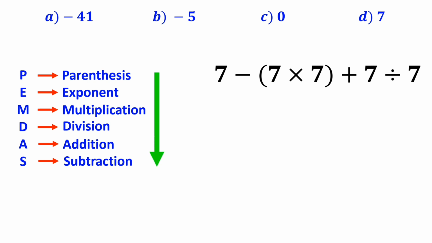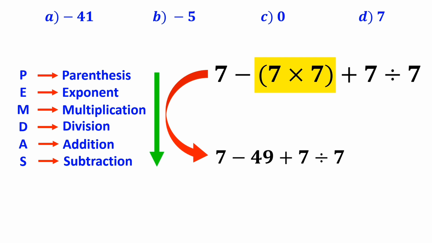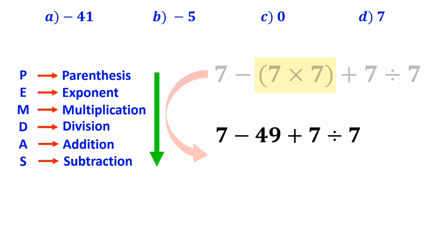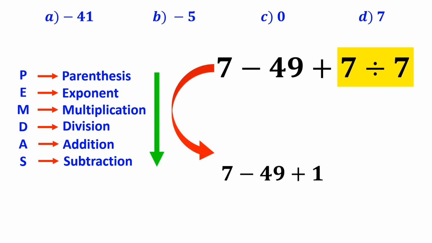So, we'll start by solving the expression inside the parentheses, because parentheses have the highest priority compared to the other operations. So instead of this expression, we can write 7 minus 49 plus 7 divided by 7. In the next step, we move on to the division, which I have highlighted in yellow, because division has higher priority than addition and subtraction. So, instead of this expression, we can write 7 minus 49 plus 1.